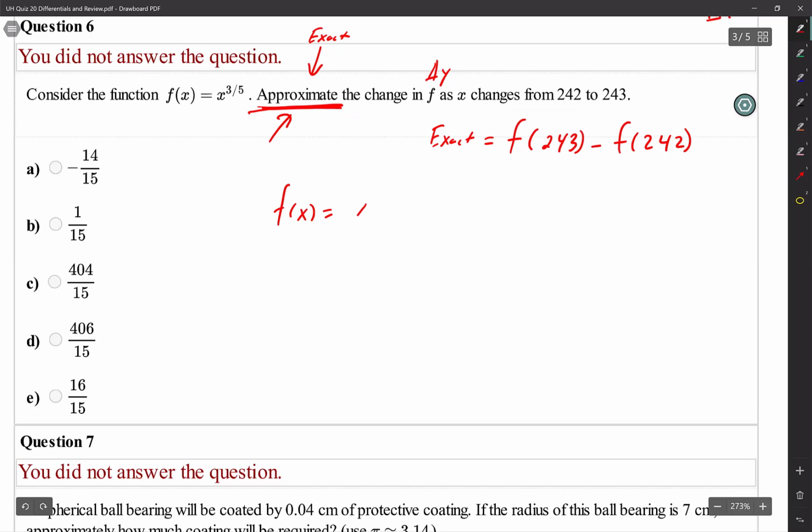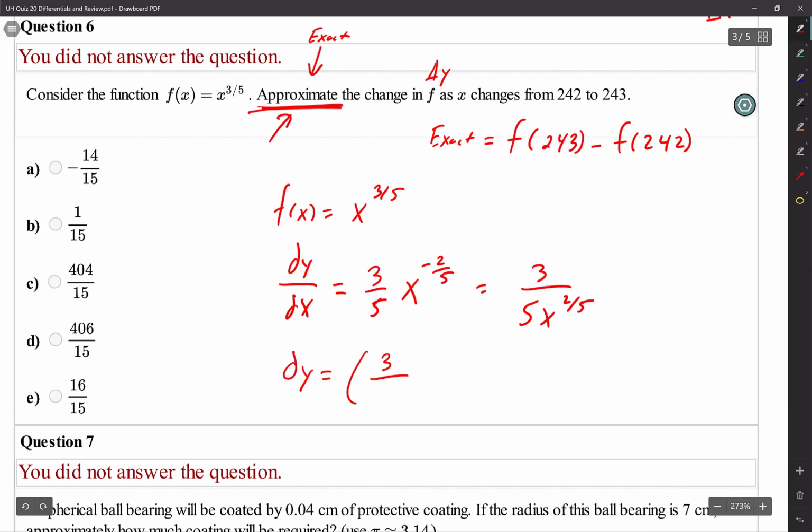I'm going to take my function and I'm going to take the derivative. So I'm going to write it like this. dy dx equals, so the derivative of this is 3/5 x to the negative 2/5. Do you guys agree? I'm going to rewrite it again. 3/5 x to the 2/5. I'm going to leave it right there. And then I'm going to write it like this. dy is equal to 3/5 x to the 2/5. Notice I put a giant parenthesis, dx. This will be my approximate. See, because dy is like the change in y.